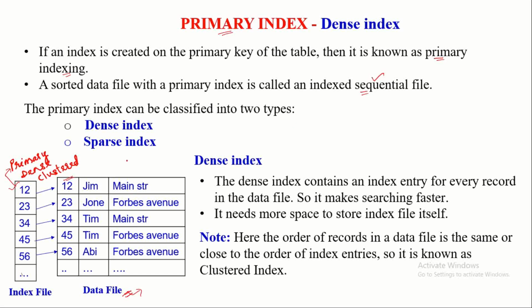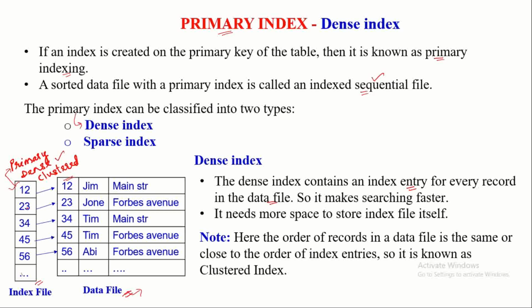Usually this primary index is either a dense index or a sparse index. Let us now discuss how a primary index can be classified as dense. A primary index can be classified as dense when it contains an index entry for every record in the data file. If you look at this example, this primary index file contains one entry for every record in the data file. That's why it is known as a dense index.